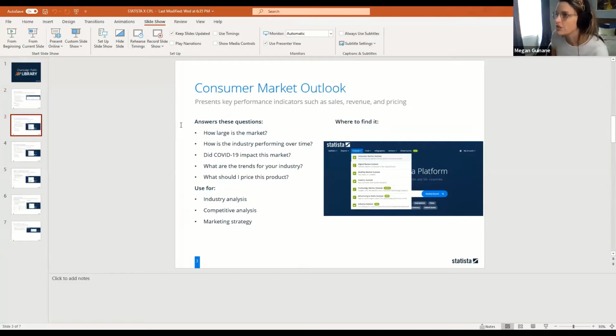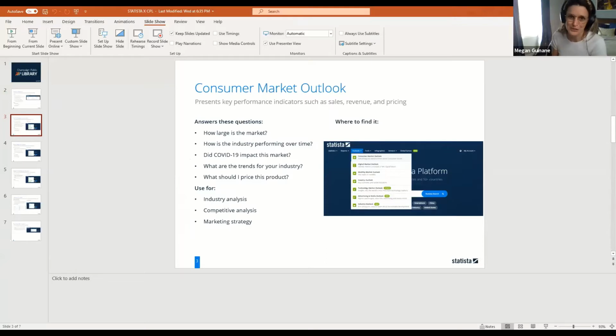The next thing I'm going to show is our consumer market outlook. So the consumer market outlook is a unique and comprehensive forecasting tool. This is exclusive to Statista, like all of our other outlooks, and this presents key performance indicators such as sales, revenue, and prices of the most important consumer markets worldwide. And the purpose of this tool is to help users understand an industry in a particular country.